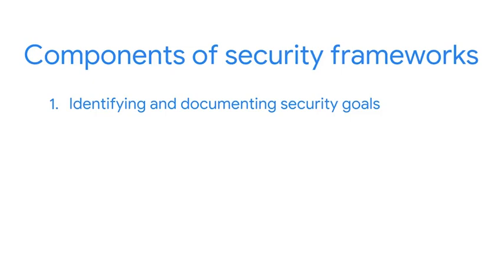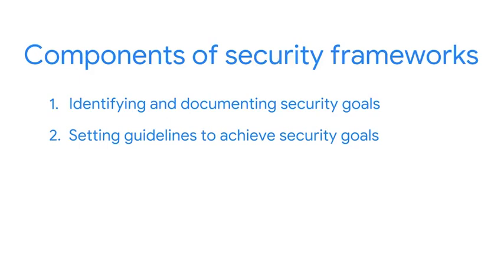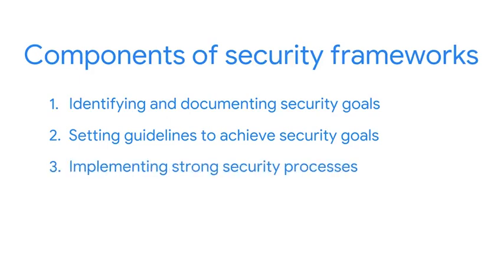The second core component is setting guidelines to achieve security goals. For example, when implementing guidelines to achieve GDPR compliance, your organization may need to develop new policies for how to handle data requests from individual users. The third core component of security frameworks is implementing strong security processes. In the case of GDPR, a security analyst working for a social media company may help design procedures to ensure the organization complies with verified user data requests. An example of this type of request is when a user attempts to update or delete their profile information.